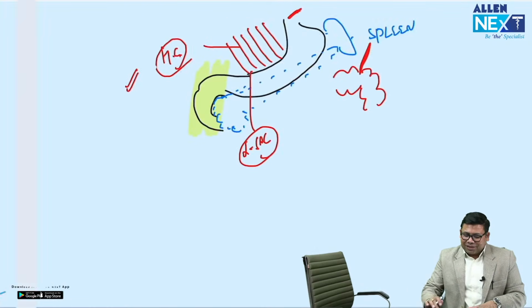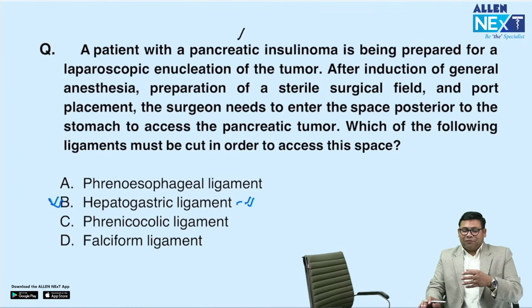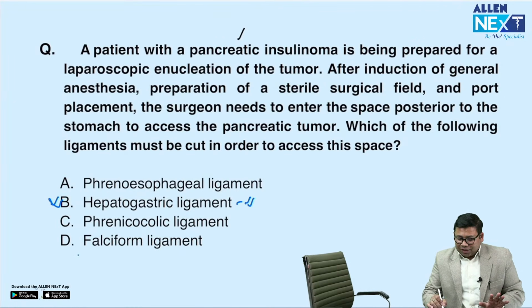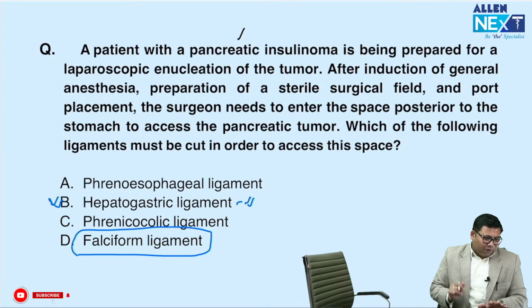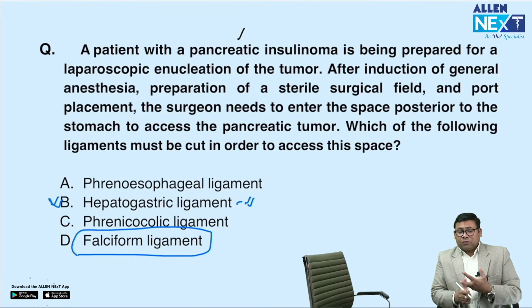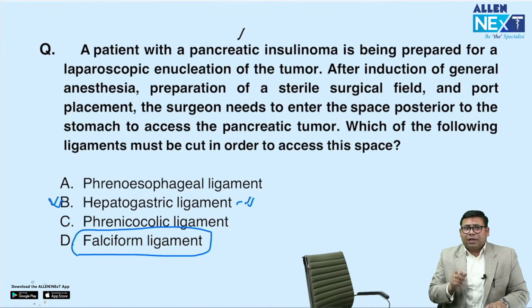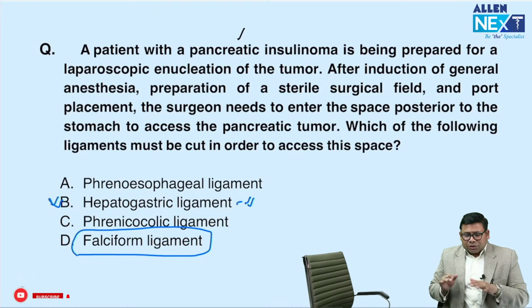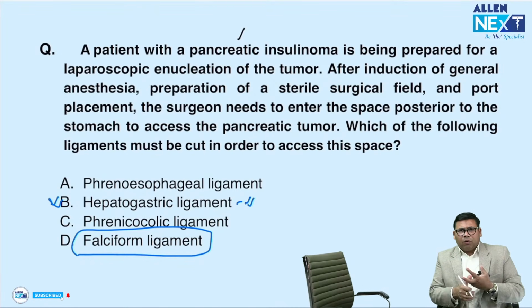So ideally, if you see in this question, it should be like which is not actually mobilized. So the answer would have been falciform ligament. Falciform ligament, we generally don't have to do anything. What are the structures that we can mobilize? Hepatogastric also, because this question is not telling you whether it is in the tail. But you still have to create that window, be it in the body, be it in the tail. You will have to explore the pancreas.